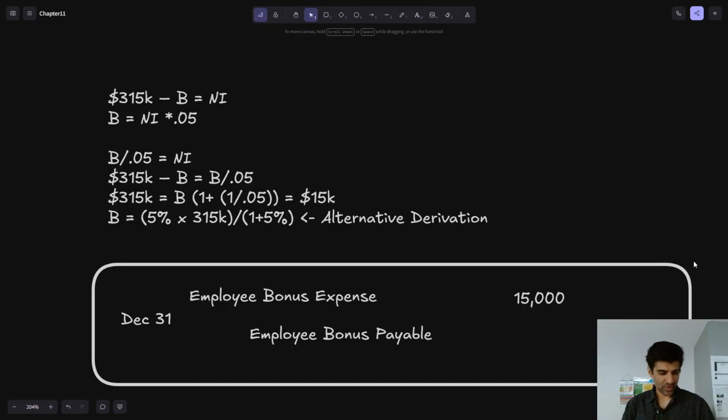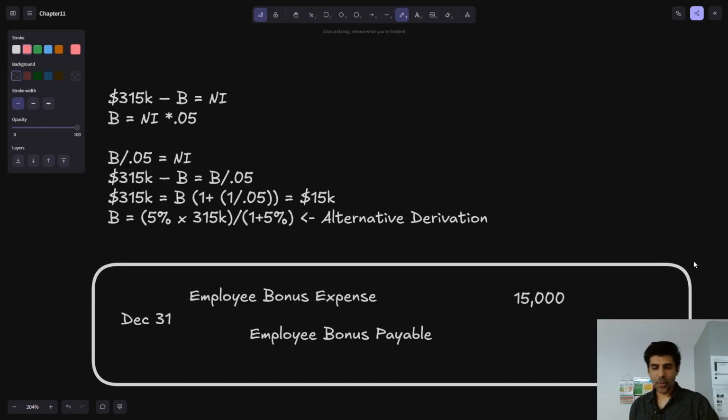Okay, and this would be, of course, the journal entry. The hard part was calculating this amount. That's really the difficulty. After that, you know the bonus expense is this, and you're going to have to pay it out to them.